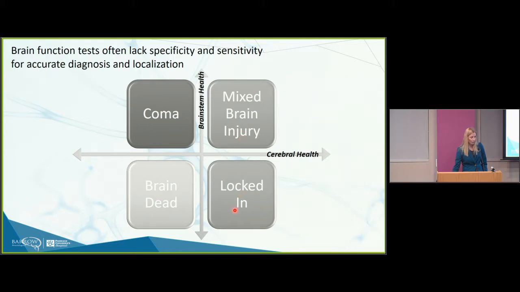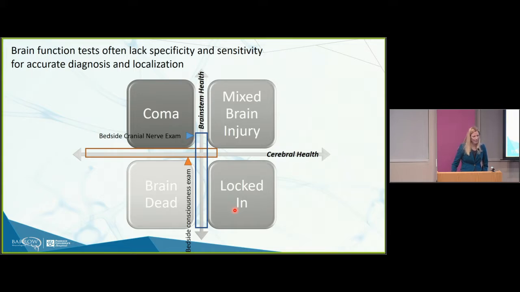And then a locked-in individual generally has injury in the brainstem and fairly good health in the cerebral contents up here. So we need to know what quadrant our patient is in the ICU to make good end-of-life care decisions, i.e. to continue care or to wait for progression or to go ahead and redirect care toward comfort measures.